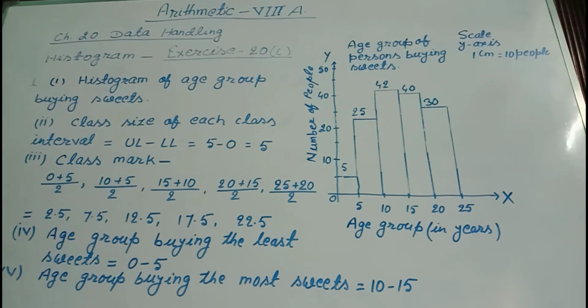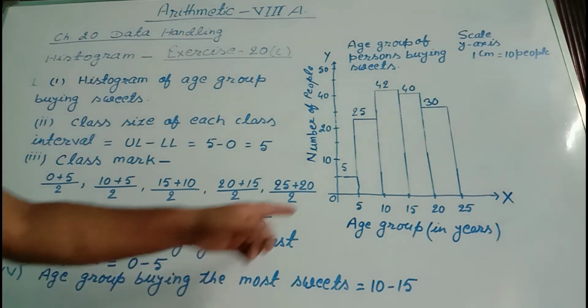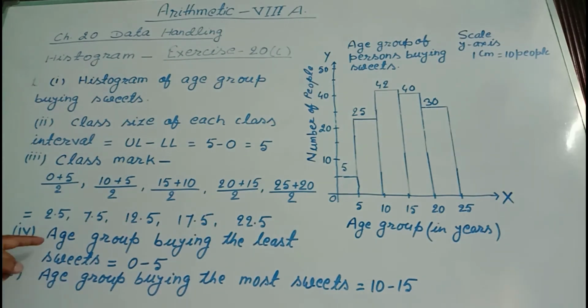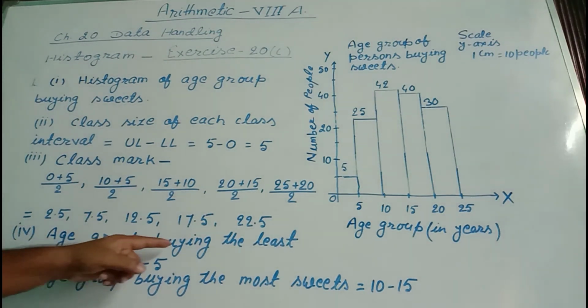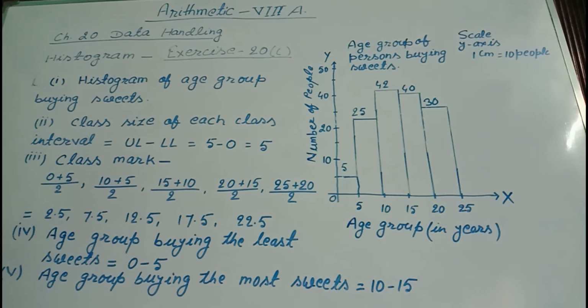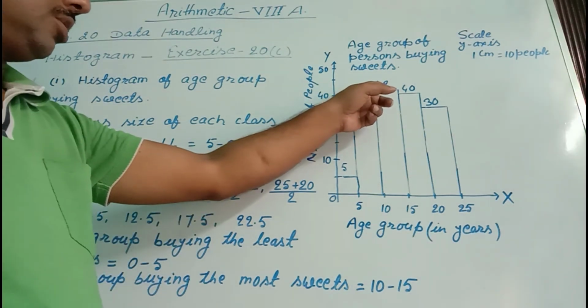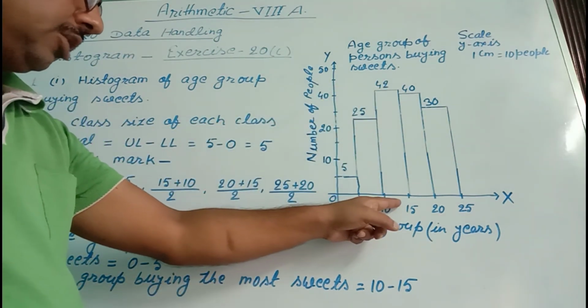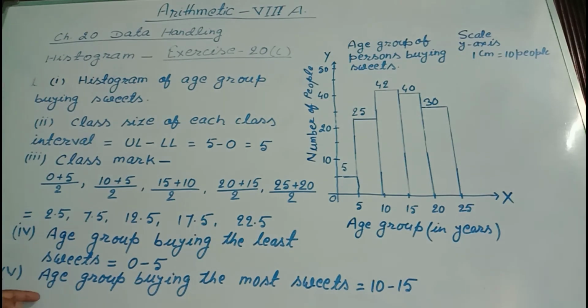Now Roman number 4, which age group of persons buys the least sweets? Here the least number of sweets is 5, and the age group is 0 to 5. We write the answer, age group buying the least sweets equals 0 to 5. Roman number 5, which age group of people buys the most sweets? The most sweets is 42, and the age group is 10 to 15. So we write, age group buying the most sweets equals 10 to 15.